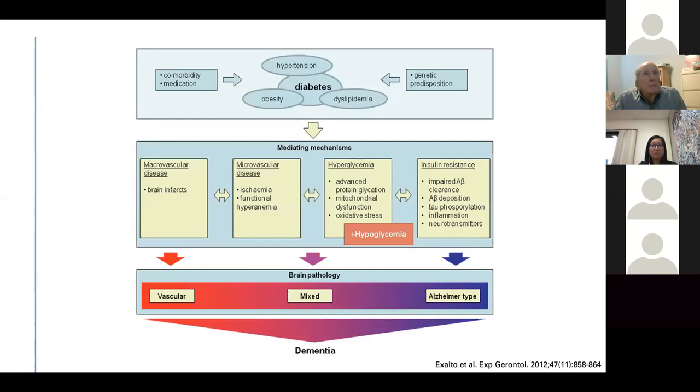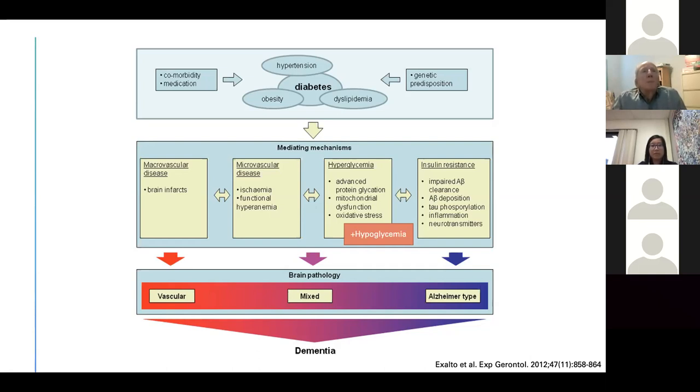So this figure summarizes the pathophysiology of the mediating mechanisms that contribute to the development of dementia in patients with diabetes. Certainly, there's a genetic predisposition, but there's also comorbid disease such as hypertension, dyslipidemia, and obesity that play a role. There's macrovascular disease such as stroke, which can lead to more of a vascular type picture, and also microvascular disease with ischemia and functional hyperemia that can contribute to a vascular type picture. Hyperglycemia in itself can lead to oxidative stress, mitochondrial dysfunction, and advanced protein glycation. Hypoglycemia leads to permanent neuronal cell death, platelet aggregation, and damage to the neuronal receptors in the hippocampus, which is responsible for memory.